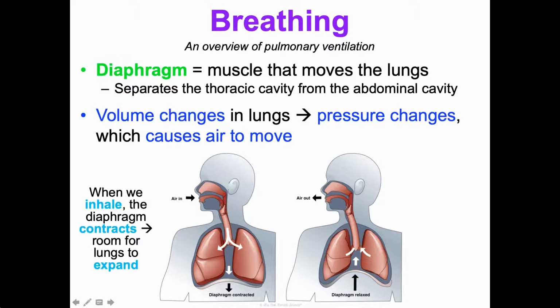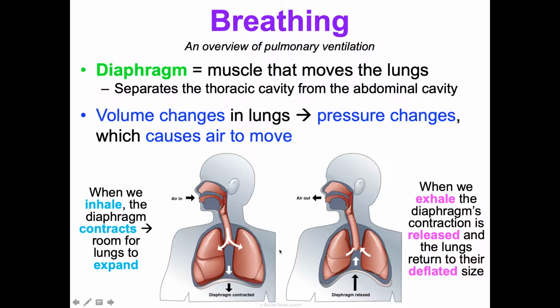So when you inhale, your diaphragm contracts, meaning your diaphragm moves down, and that makes more room for your lungs to expand as air comes in. Then when you exhale, your diaphragm's contraction gets released and your diaphragm moves back upward into this U shape, and your lungs return to their normal size, which is deflated, which has a lower volume, and it pushes air out as you exhale.